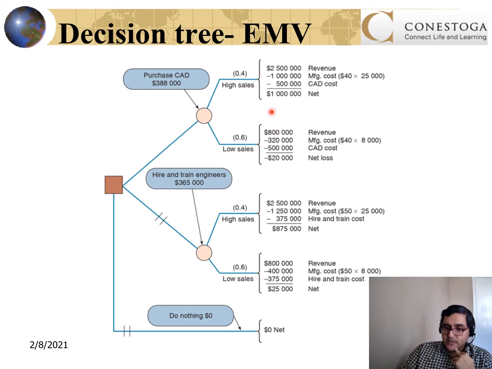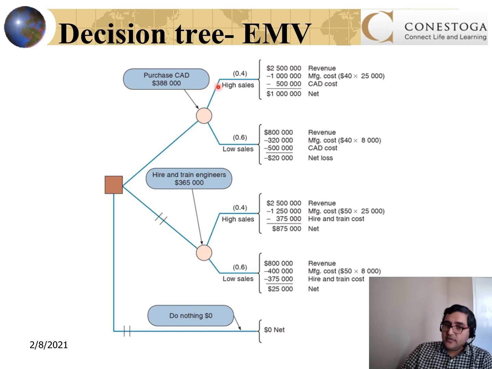Let's try to understand a simple case here. It was told that the sales will be higher. The probability of having a favorable market is 0.4 and that of low sales is 0.6. What you're basically doing is trying to find out how much my revenue will be, how much my manufacturing cost will be, and what the cost of my CAD software is. The same thing I'm going to do here: what's my revenue, what's my manufacturing cost, and my software. So I get these two numbers, which are the net value when the sales are higher and the net value when I have low sales.